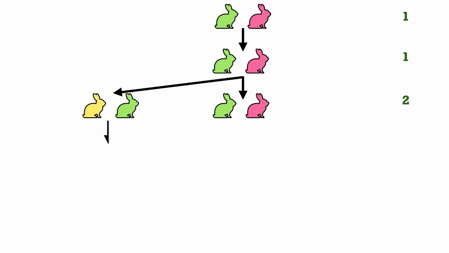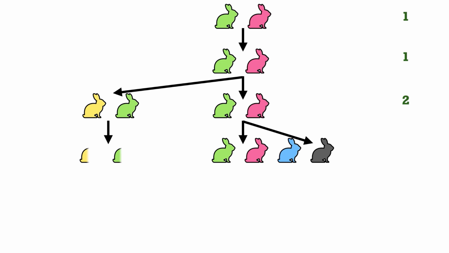At the end of the third month, the original female produces a second pair, making three pairs in all in the field. This is because it is given in the question that rabbits never die and that the female always produces one new pair, that is one male, one female, every month from the second month on. So at the end of the third month, there are three pairs.